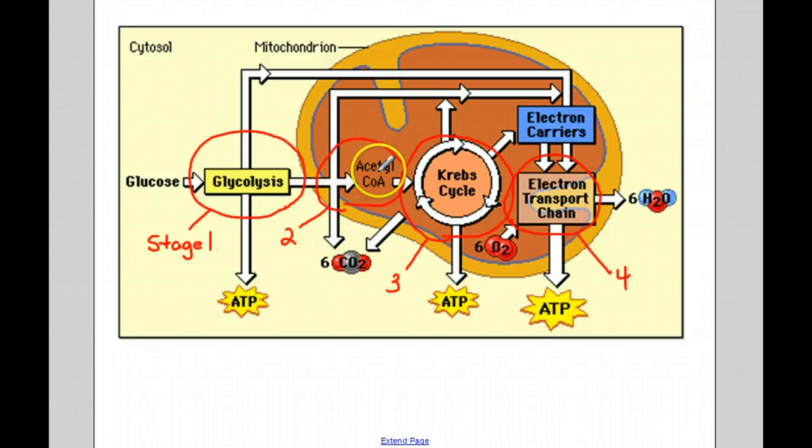And so once acetyl-CoA goes inside of the mitochondria, it's going to enter stage 3, which we call the Krebs cycle. Again, this is a series of reactions that we'll cover in detail, but the goal here is to make some ATP. And our products, a couple of them from here, end up heading over to stage 4, which is called the electron transport chain. We're going to get some more ATP, some water, and that sort of sums up cellular respiration as a whole.